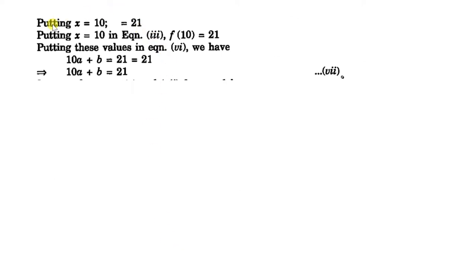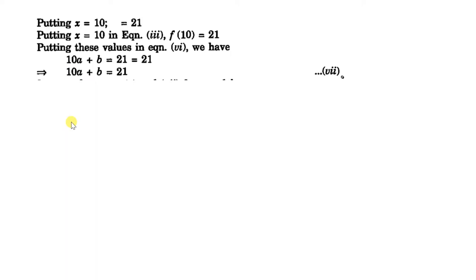And the value of the function at 10 is also 21. It is given. Therefore when we put the condition of continuity, the left hand limit equal to right hand limit equal to the value of the function, we get 10a plus b equal to 21. Now this is another equation in a and b.